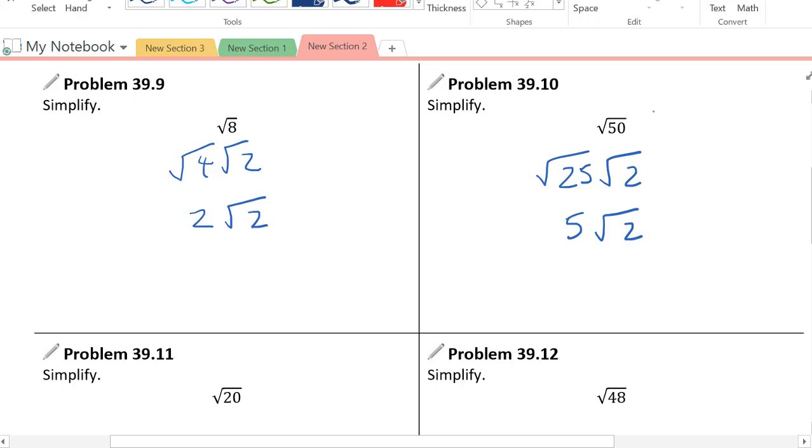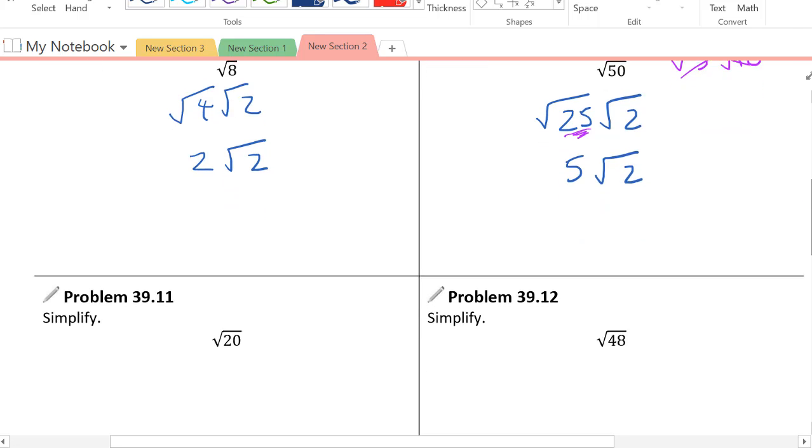Now you might have thought about using 5 and 10. You might have said radical 5 and radical 10, because 5 times 10 is 50. But what's the problem with 5 and 10? 5 is not a perfect square, and 10 is not a perfect square, so you cannot use that. Remember, one of them has to be a perfect square. And that's why we chose 25, because 25 is a perfect square. Let's look at the next one.